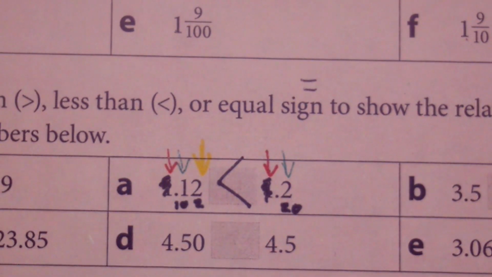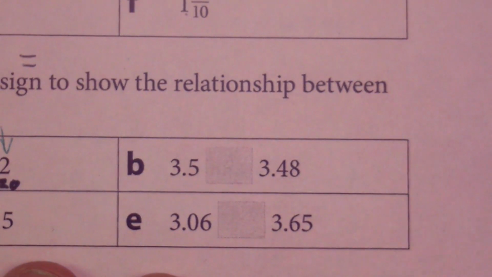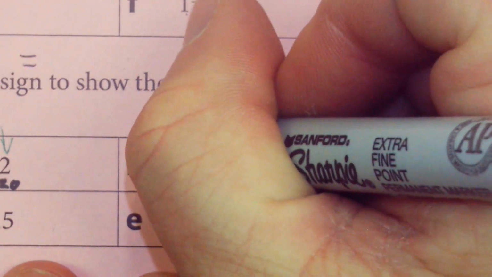And I'm sorry that my markers are bleeding together. I'll use a black pen on the next one. Okay, so letter B, let's do the same thing. We're going to start with the whole number. So you always start at the left.